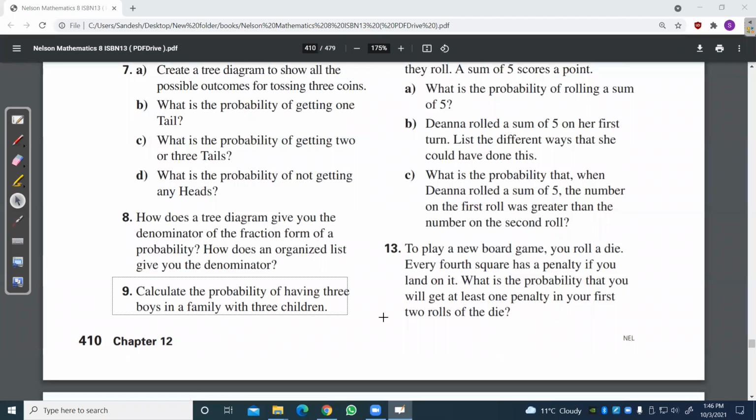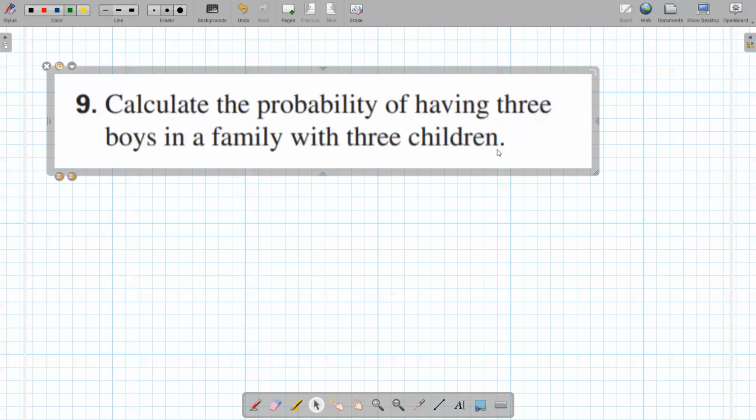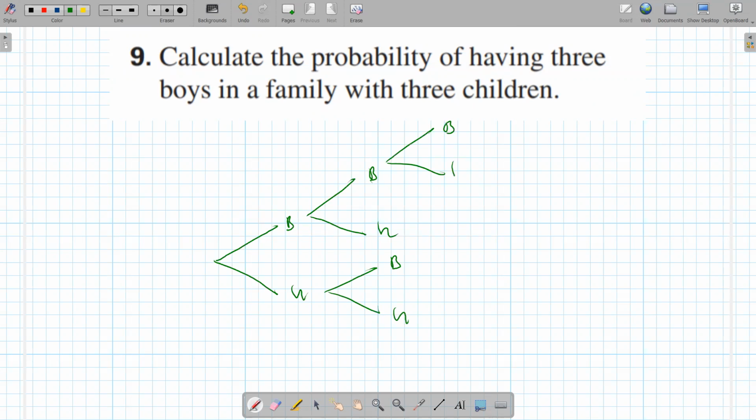What about this one? This one's a little bit of a biology question. Offspring. Calculate the probability of having 3 boys in a family with 3 children. So let's say they have the first child. What can it be? A boy or a girl, exactly. And then again it becomes a boy or a girl, and then the third child, either you get BBB or BBG, or you keep going like this. How many outcomes?